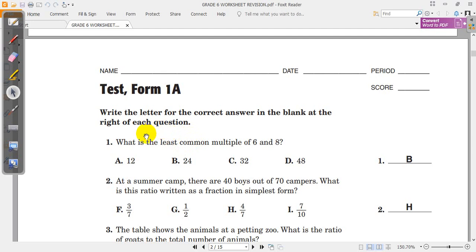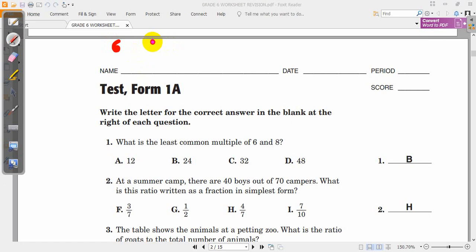Okay, starting from number 1. What is the least common multiple of 6 and 8? To find the least common multiple of 6 and 8, just try to write the multiples for 6 and multiples of 8. Multiples for 6: we find the multiples by multiplying the number times all natural numbers, starting from number 1. So 6 times 1 is 6.